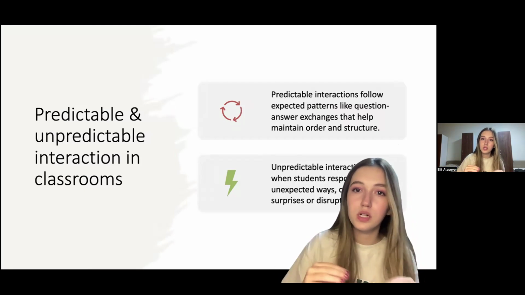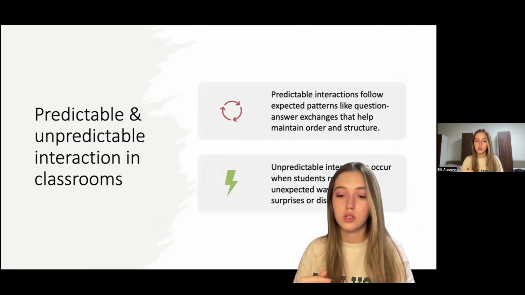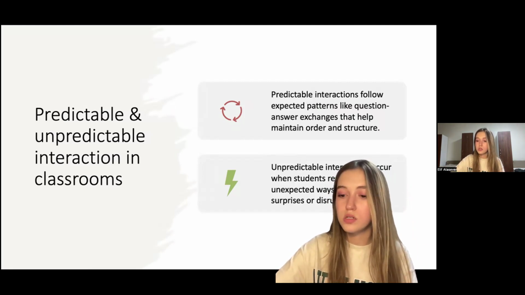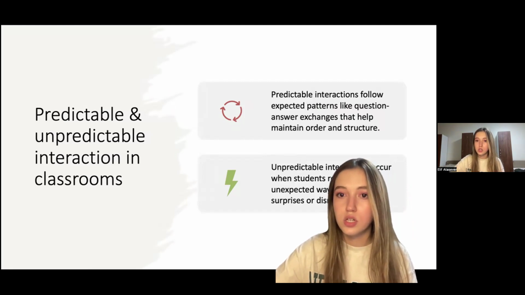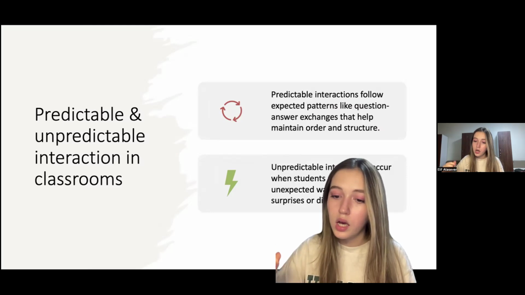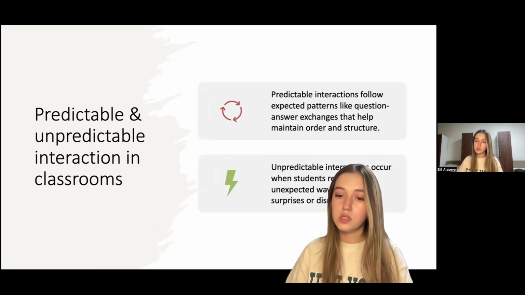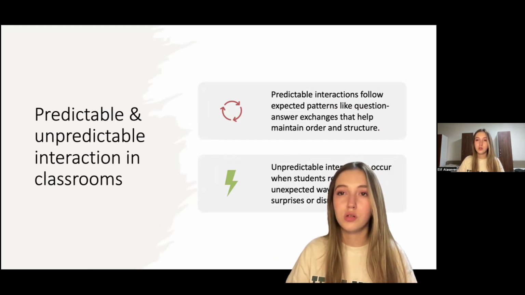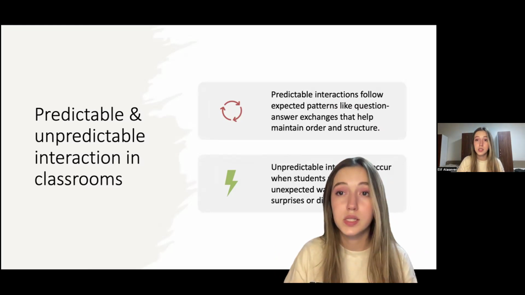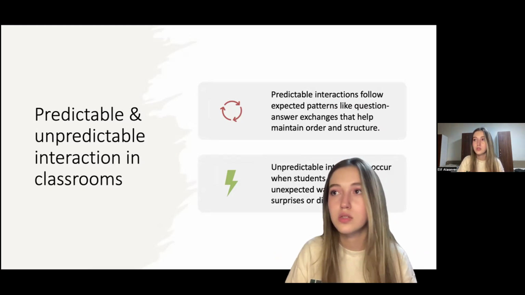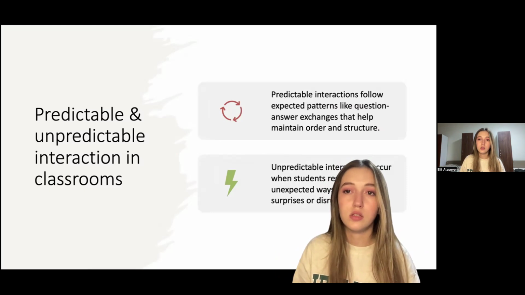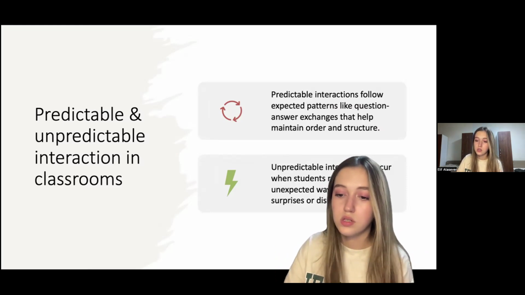And then we have predictable and unpredictable interactions in classrooms. So, predictable interactions follow expected patterns like question-answer exchanges that help maintain order and structure. And this can be called adjacency pairs, I guess. For example, if a teacher greets students in the class while entering the classroom, the students will greet back. Or if the teacher asks a question, the students will answer.